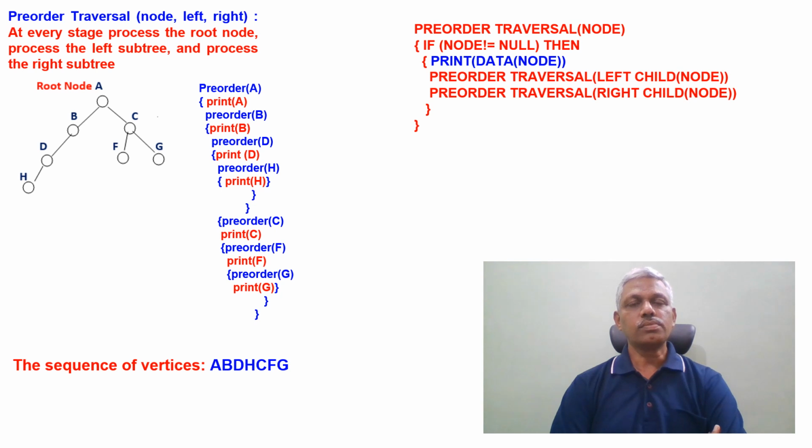C, again at C, visit the node C, print C, go to the left subtree of C, F, print F. No left subtree, no right subtree, F is complete, and in-order traversal of C, left subtree and node is over, so go to the right subtree of C, G, so print G. So the sequence in which the vertices are visited is A, B, D, H, and then C, F, G.